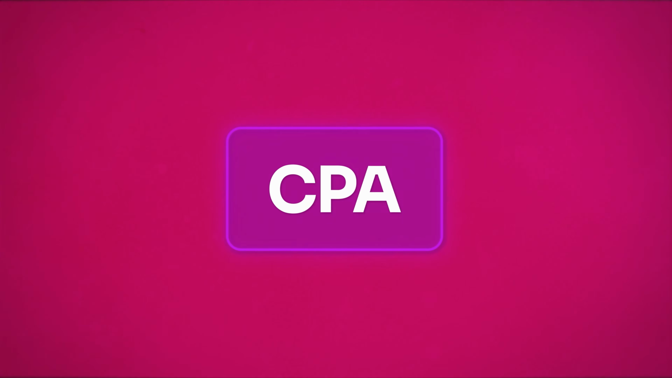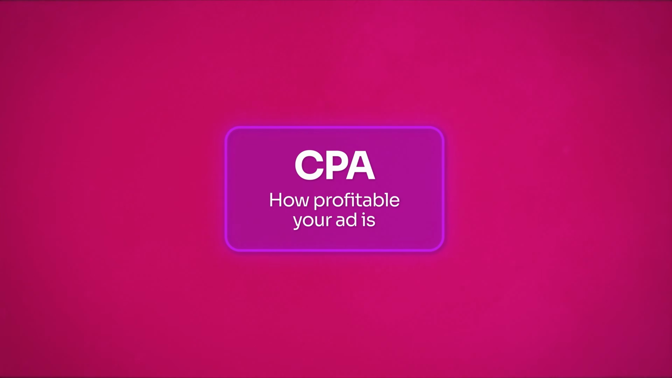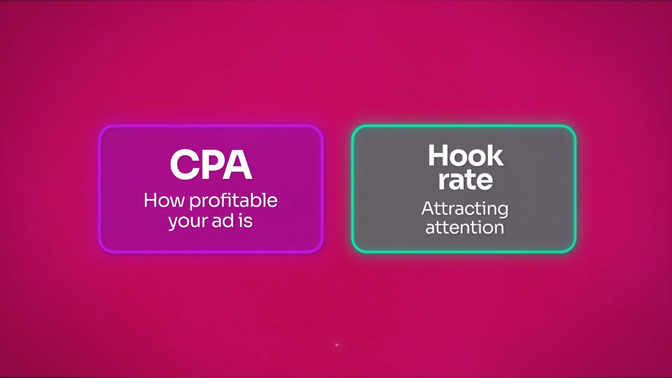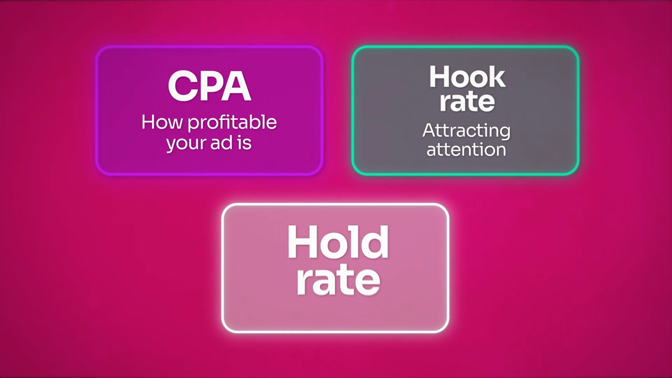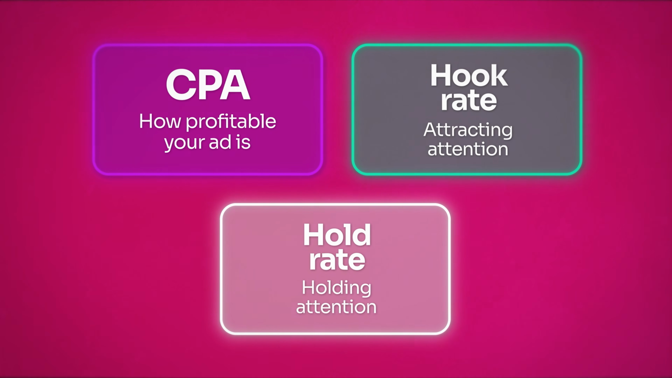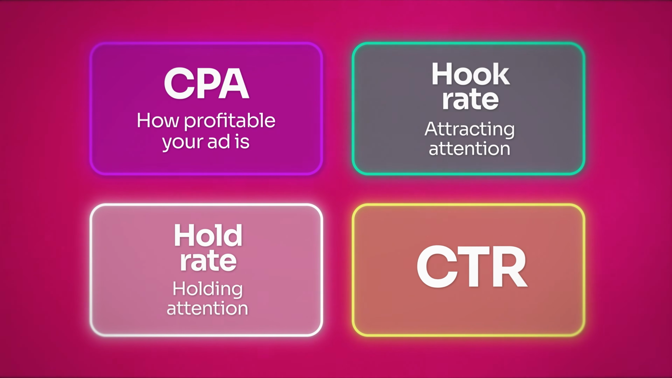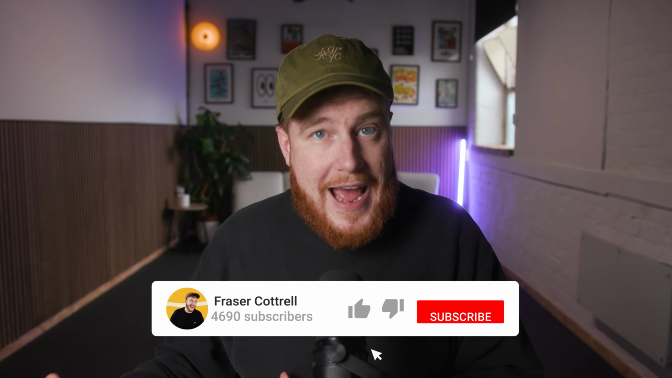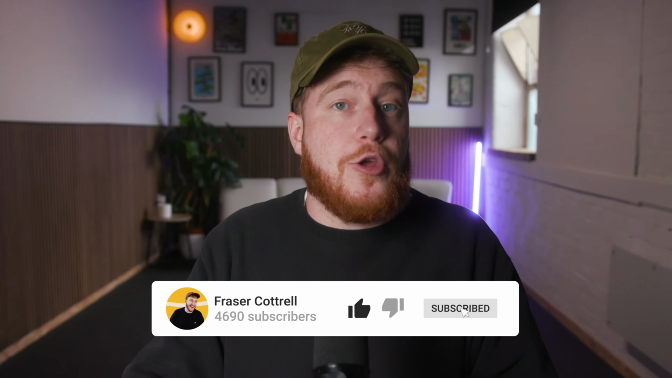So in summary, your CPA tells you how profitable your ad is. Your hook rate tells you how good your ad is at attracting attention. Your hold rate tells you how good your ad is at holding attention. And finally, your click-through rate tells you how well your ad is getting people to act. Understanding and mastering how to read these metrics will make you a better advertiser and will make your ad creators in the future better. Everyone knows how to look at them and how to judge them, but do you know what to do after that?